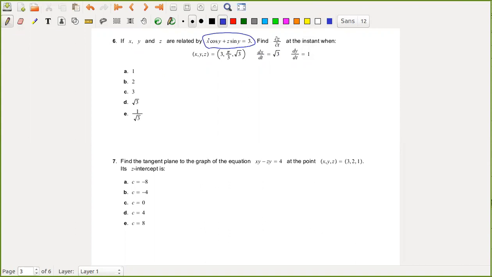On the left-hand side, let's do the derivative of the left-hand side with respect to t. By the product rule, this is going to be the partial derivative of x with respect to t times cosine y, plus x times the derivative of cosine y with respect to t. So that's going to be times minus sine y times the partial derivative of y with respect to t.